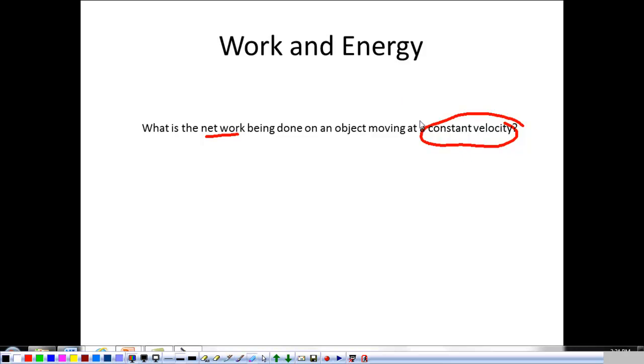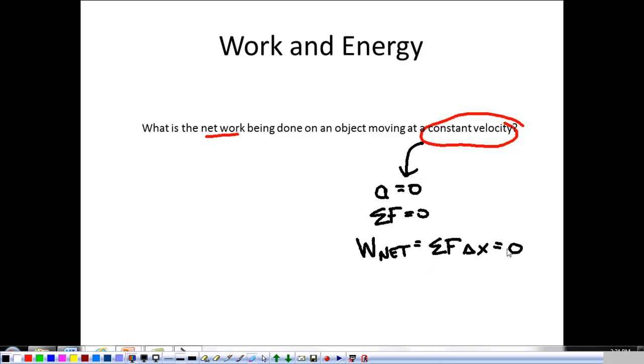Now, constant velocity should set off a couple of alarm bells for you right away. First one being that the acceleration is 0, meaning that the net force is equal to 0. Now, I know that net work is equal to net force times displacement. Well, if my net force is 0, then all of that's going to be 0. So constant velocity should also tell us that net work is 0.